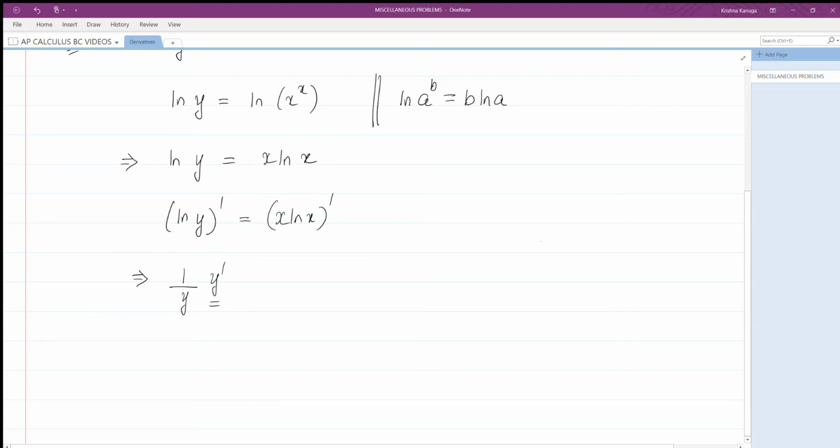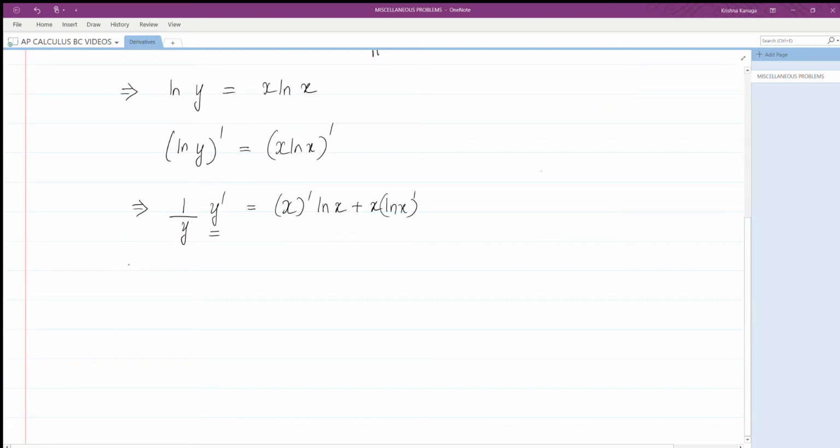Once again, I want you to remember that this is the part that people forget here. You have to realize that y is a function of x, and therefore, when you differentiate ln y, you will have 1 over y multiplied by y prime. And the right hand side is a simple product rule here. So let me just work this all out: it is x prime times ln x plus x times ln of x prime.